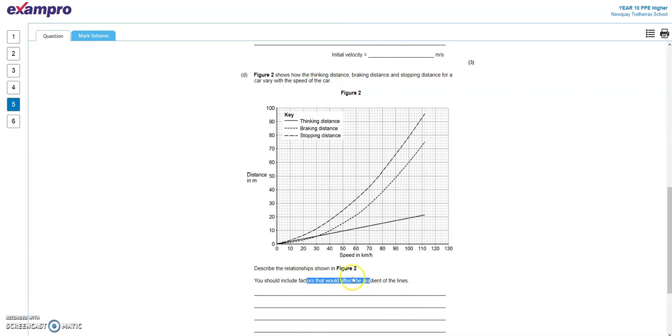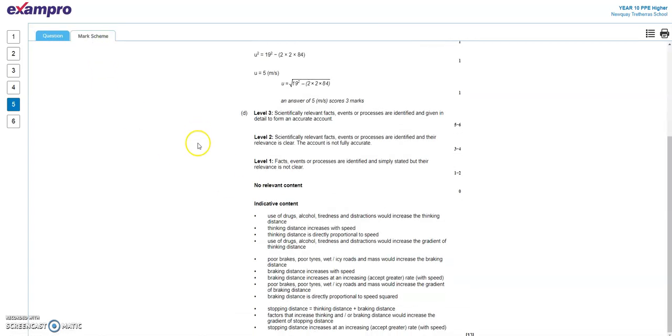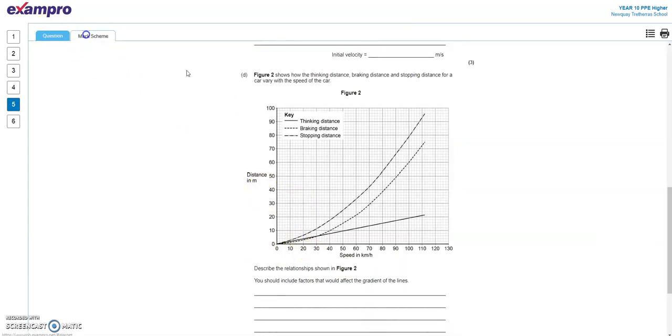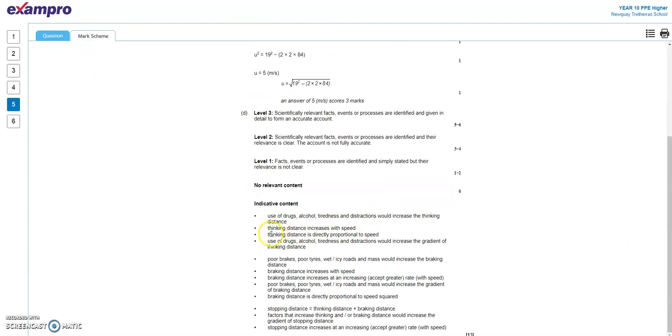Another way of saying that is, what are some of the factors that affect thinking distance? What are some of the factors that affect stopping distance? What are some of the factors that affect braking distance? Not too difficult, just a bit of recall. So they're looking for things like use of drugs, alcohol, tiredness, distractions will increase the thinking distance. Thinking distance increases with speed. As the speed goes up, thinking distance goes up. Thinking distance is directly proportional to speed.